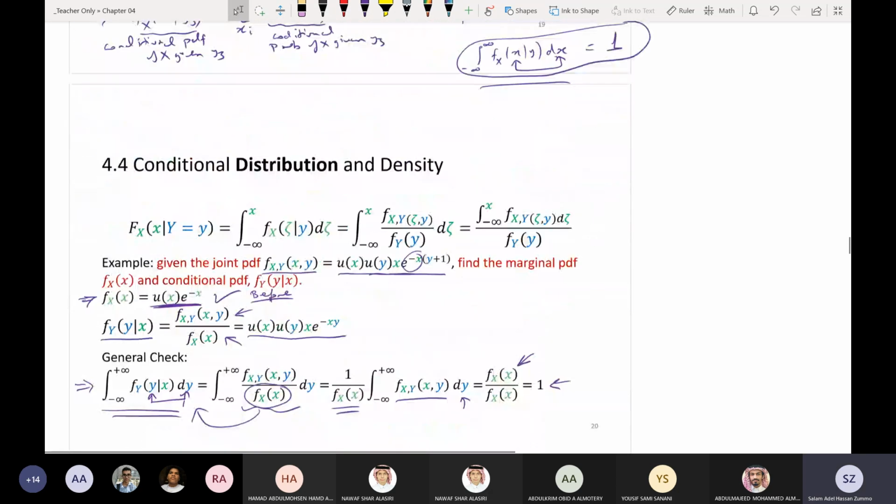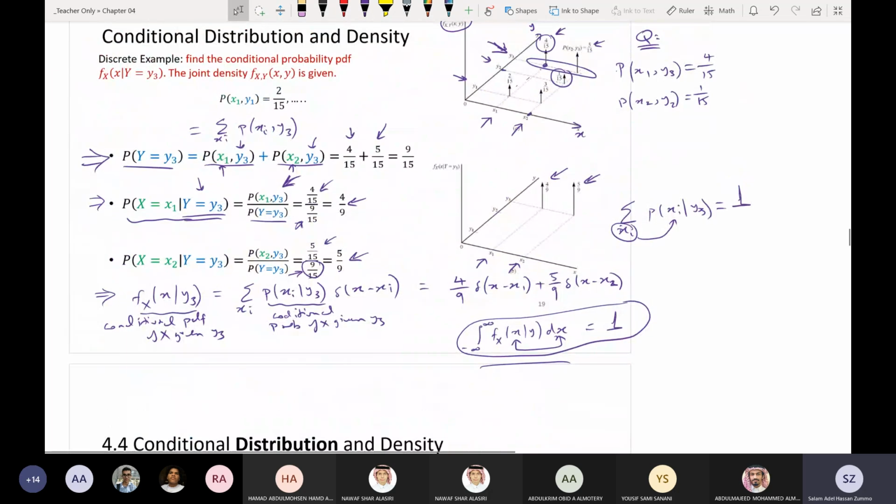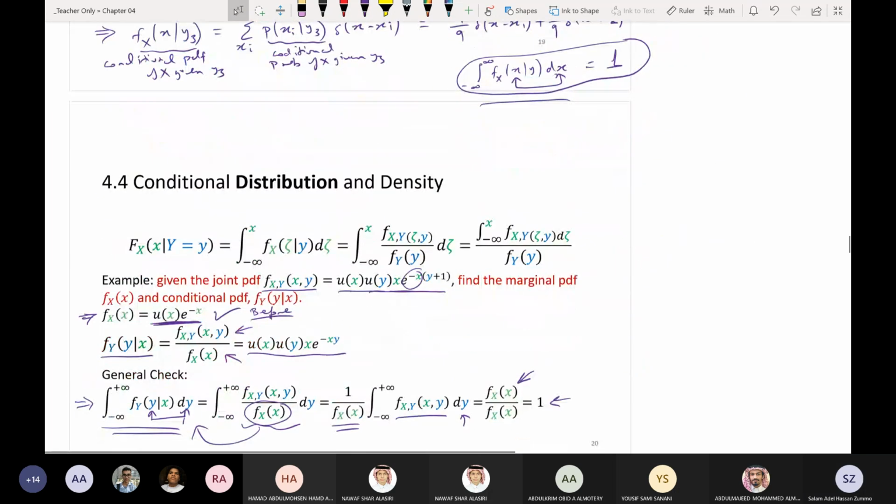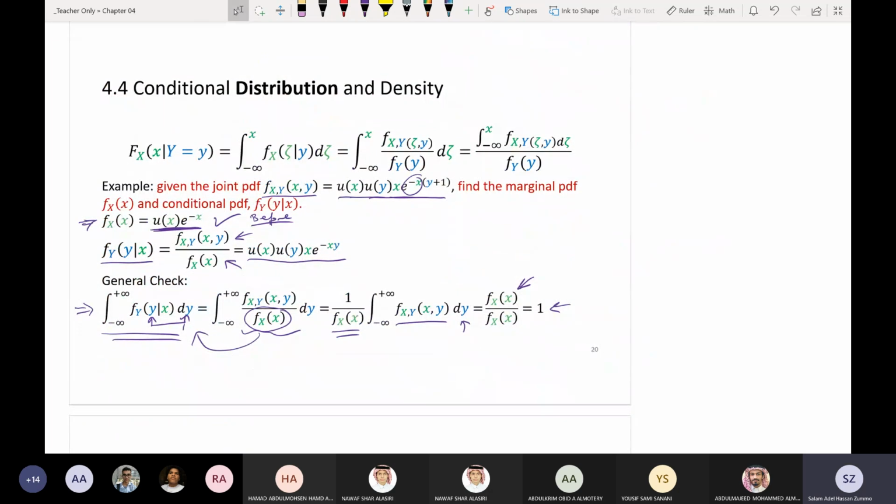Okay, so basically this is what we call point conditioning. Why do we call it point conditioning? Because we are conditioning on the event that y, for example, equals a specific number y, or x equals a specific number x. And we are interested in the conditional PDF of x given y.